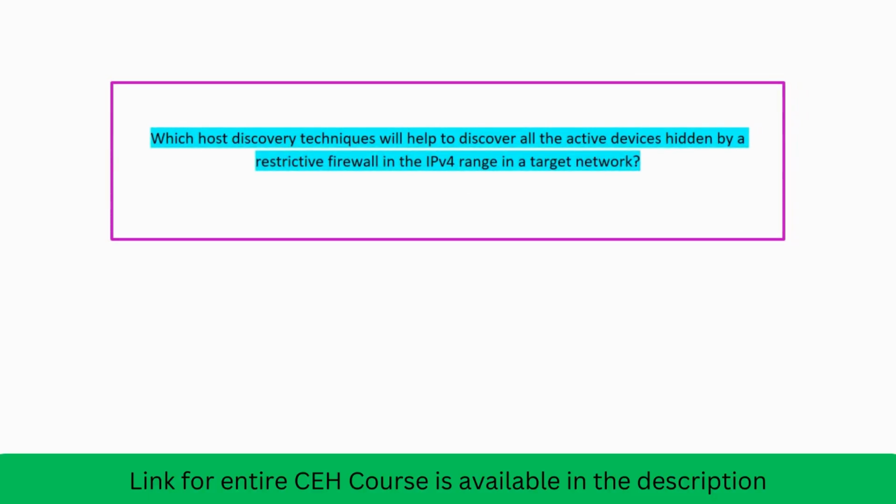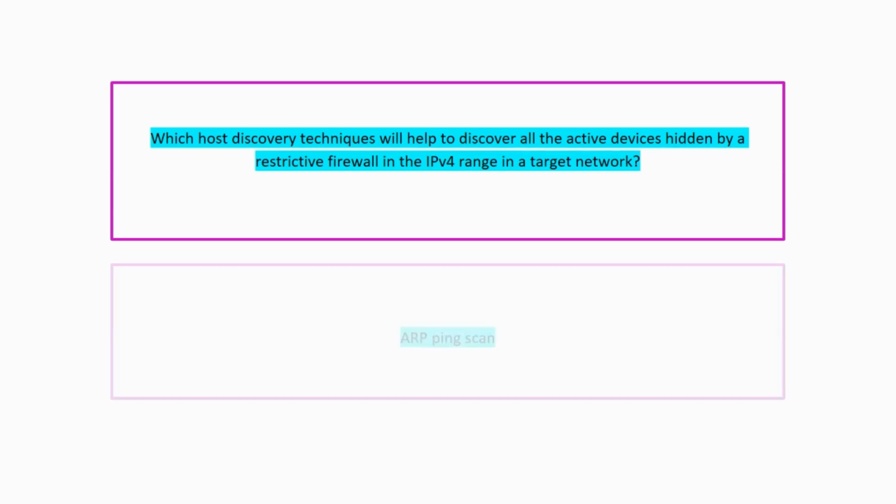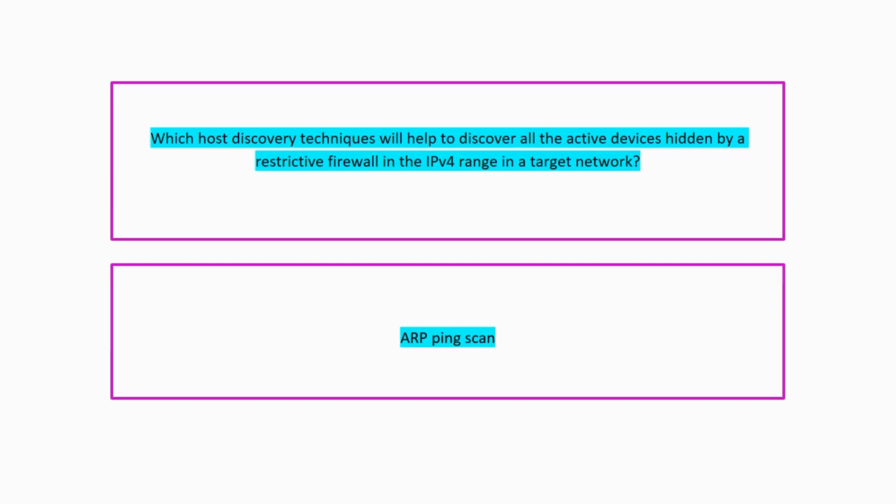Now let us understand the next question. Which host discovery technique will help to discover all the active devices hidden by a restrictive firewall? As we discussed earlier, ARP ping scan.